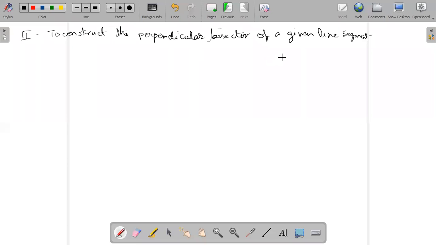To construct the perpendicular bisector of a given line segment: suppose this is a given line segment, we have to draw the perpendicular bisector of this line. That line should be perpendicular to this line segment and also bisect it. It should pass through the middle point of the line. Bisect means dividing into two parts. Perpendicular means making 90 degrees.